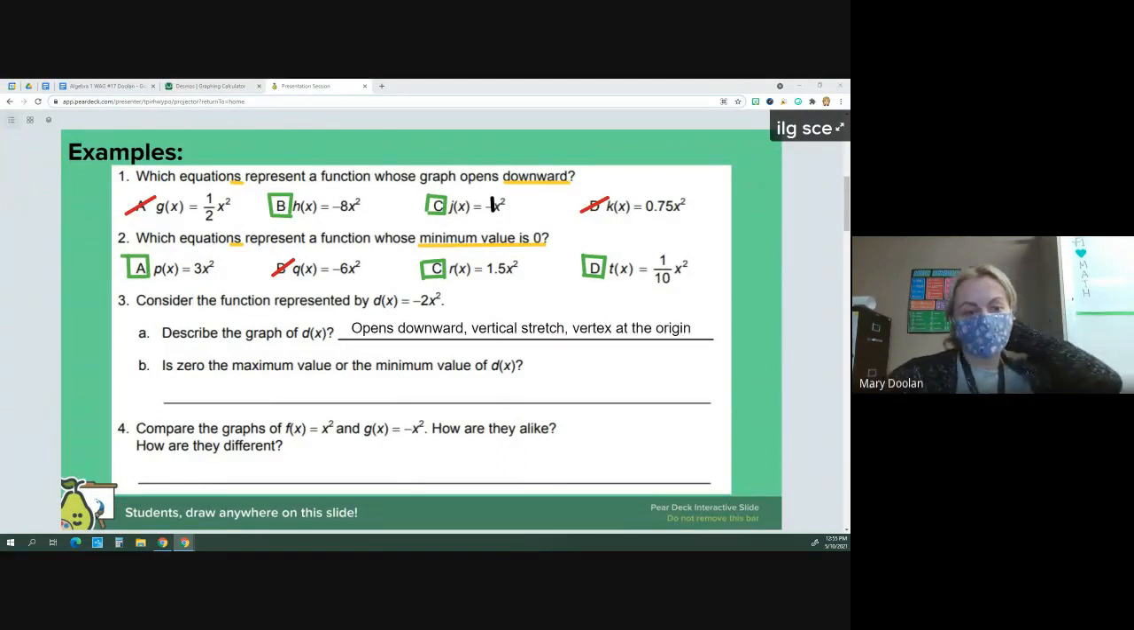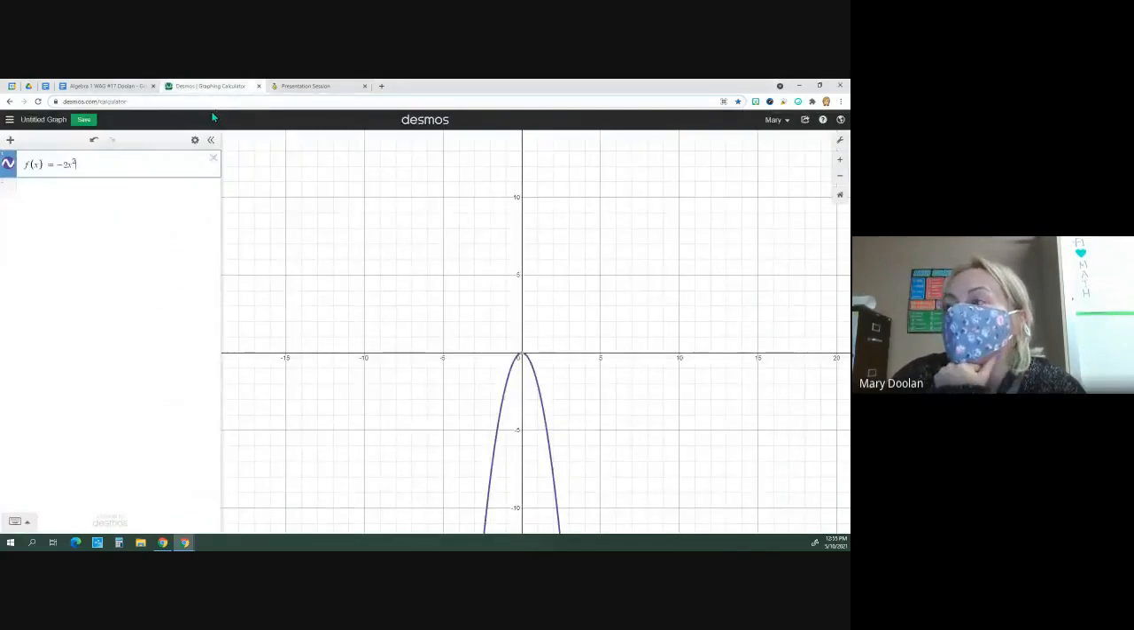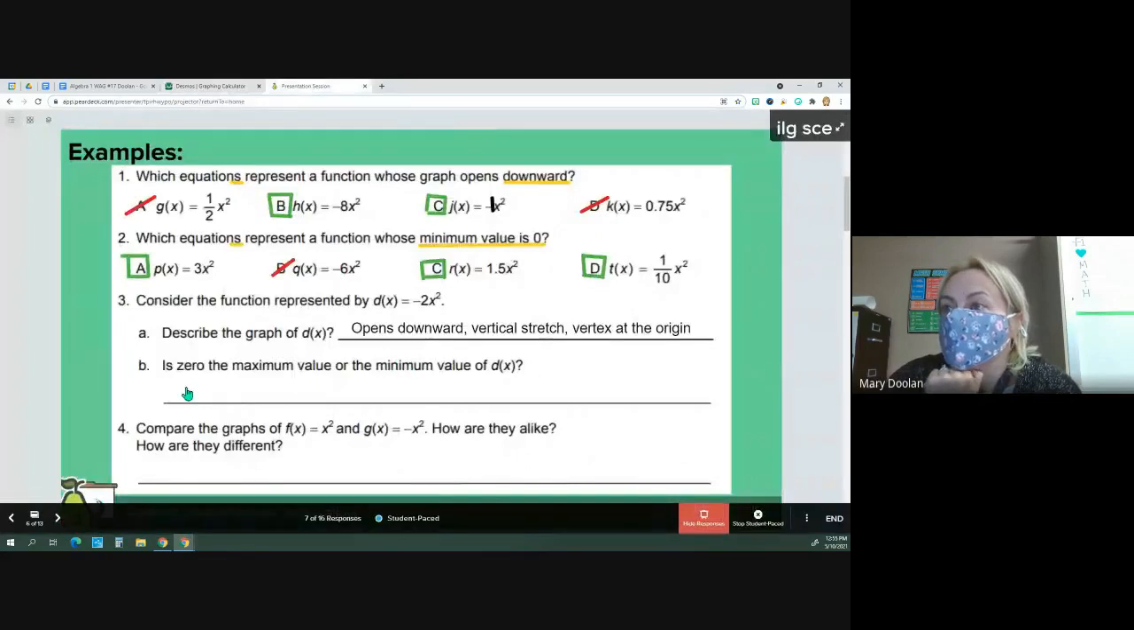Okay, there's lots of things you could write. Part B, is 0 the maximum value or the minimum value? There's the picture. Here's 0. It doesn't get any bigger than that. That's the maximum value. 0 is the maximum.